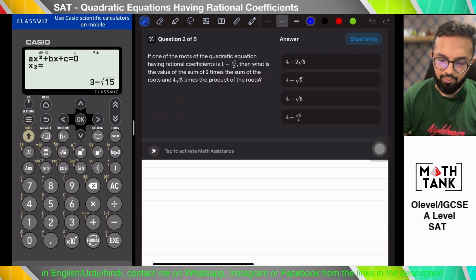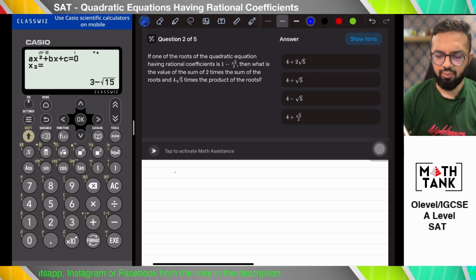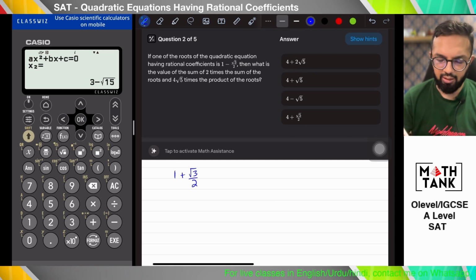Then it says, if one of the roots of the quadratic equation having rational coefficients is this, then what is the value of the sum of 2 times the sum of the roots and 4 root 5 times the product of the roots? Okay. Whenever you have these quadratic equations, the other root would be 1 over root 3 plus 2, because when you do a quadratic formula, it's just plus and minus, right? So these are the two roots that I have.